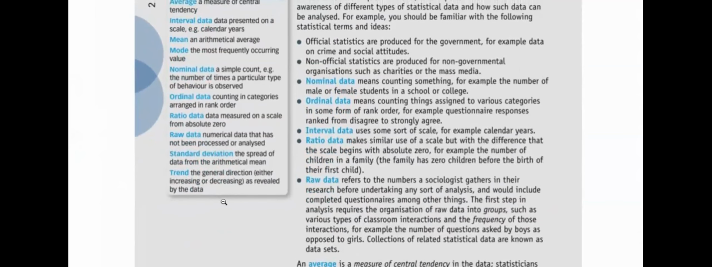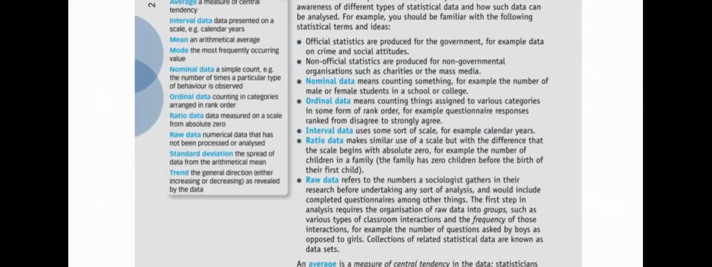Nominal data is a simple count. So let's say 1, 2, 3, 4, 5, 6, 7, 8, 9, 10. Ordinal data is counting in categories arranged in rank order. So me counting everybody who got A in one group, and everybody who got B in another group. So it's a little divided. Ratio data is measured on a scale from absolute zero, so it's measured on a comparative basis. So it can be 3 to 4, so 3 versus 4 is the ratio data. I'm comparing it with other things.